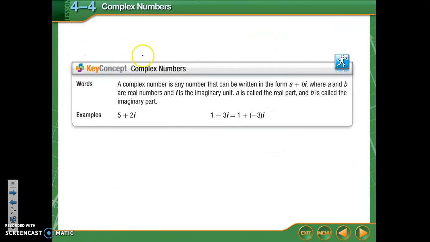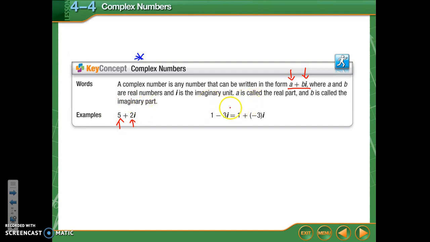Okay, what we're going to do now is talk about something called complex numbers. A complex number is any number that can be written in this form. So I have a real number a plus or minus an imaginary number b times i. So a complex number is one single number that has a real part and an imaginary part. So here I have 5 plus 2i. They're not like terms because one is real and one is imaginary, but together they make up one complex number.